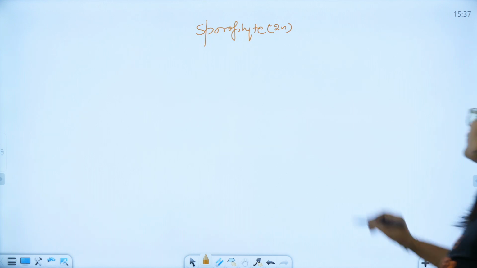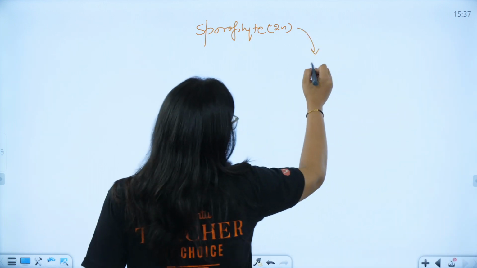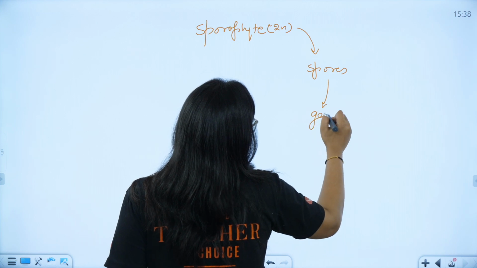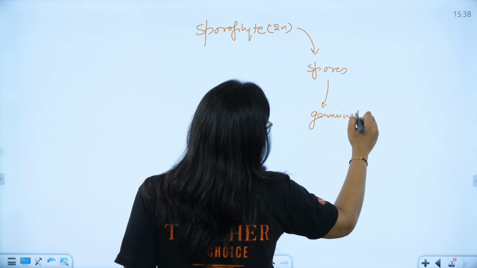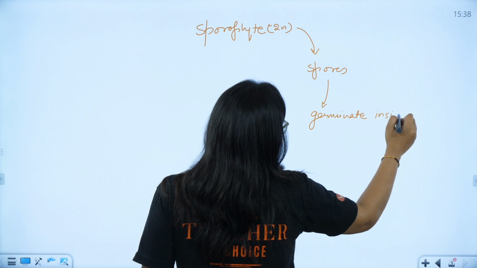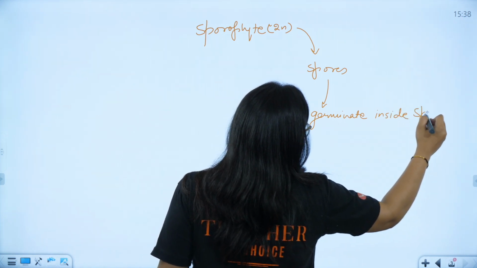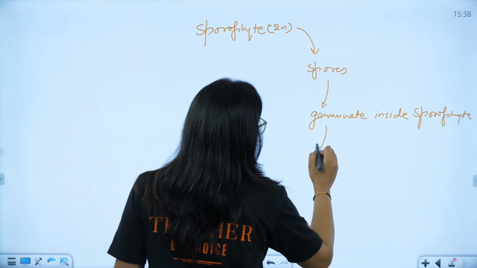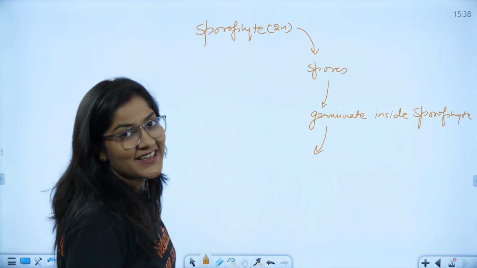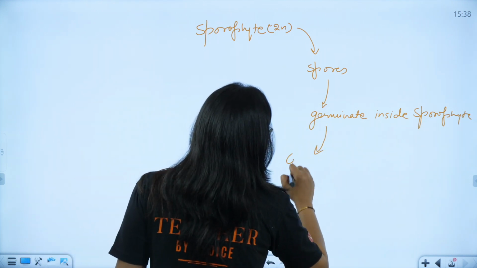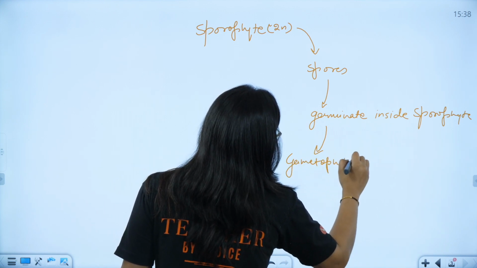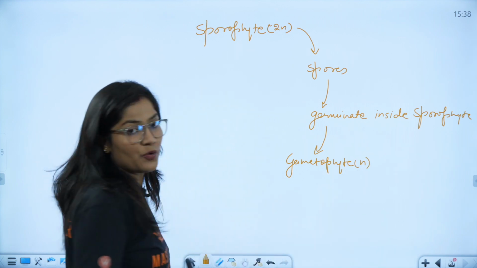The main function is to produce your spores. So it will produce your spores, and these spores will undergo germination, right? They will germinate inside the sporophyte, and it will result in the formation of your gametophyte, right? So the gametophyte will be formed inside the sporophyte.